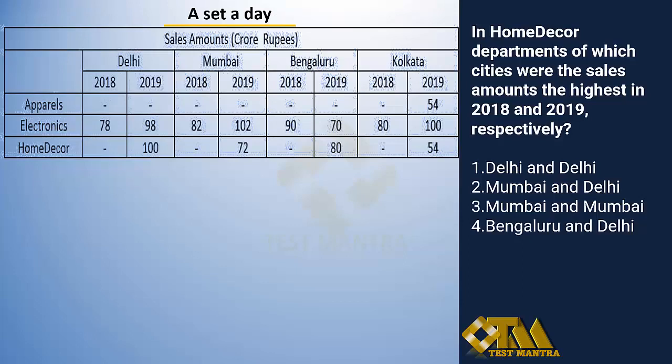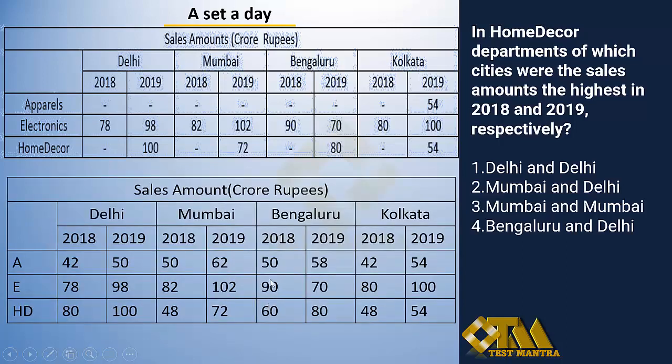So first one, in home decor department of which cities were the sales amount the highest in 2018 and 19 respectively, they have said, right? So let's see what was the table here, and we are talking about home decor, right? So we are talking about this in 2018. If we consider, the figures are 80, 48, 16, 48, that means it should be Delhi. Then again 19, it's 100, 72, 80 and 54. Highest is nothing but Delhi again, so it's Delhi and Delhi.